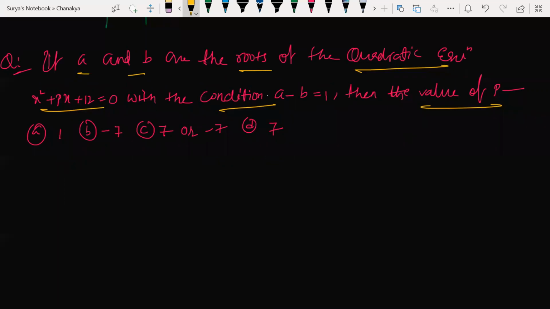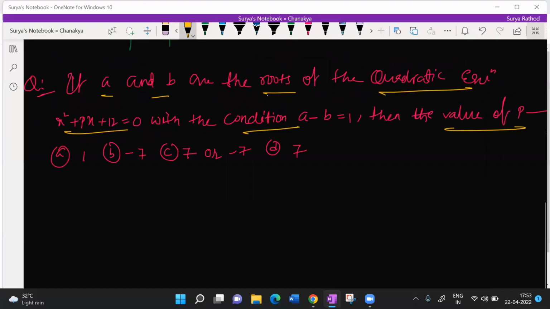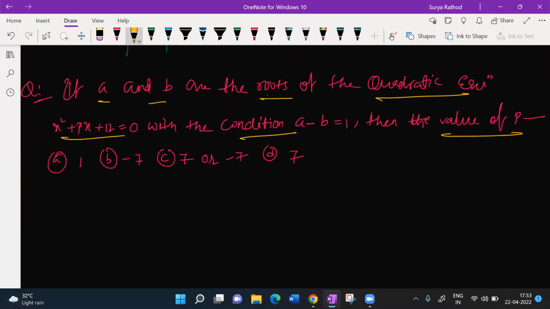Okay, sir. A and B are the roots of the quadratic equation. So is my answer correct? We'll see. Even I don't have the key. I have only questions. Sir, is sending. I have only questions. So let's solve and check whether it is correct or not.